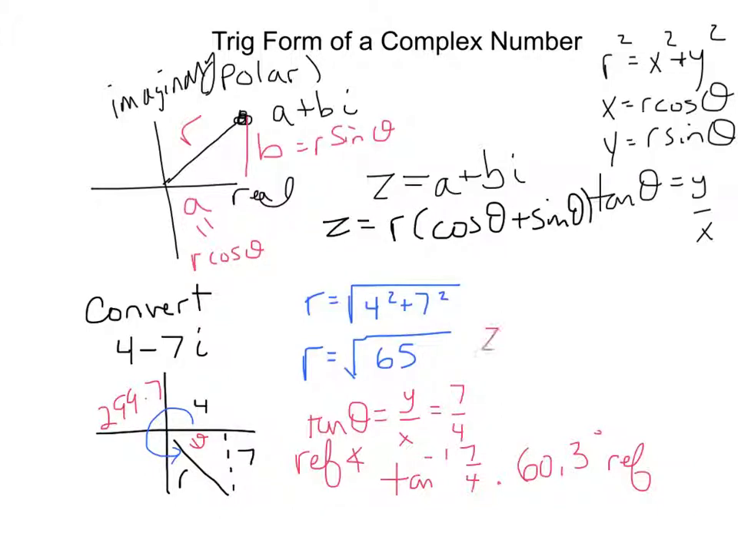So here we go. z equals r, which is root 65, cosine 299.7 plus i sine 299.7, and close parentheses. Now, to go the other way is even easier. If they give you this crazy radical 65 thing, you just distribute, and then if it says decimal, use decimal, otherwise use special triangles. So let's try one of those.